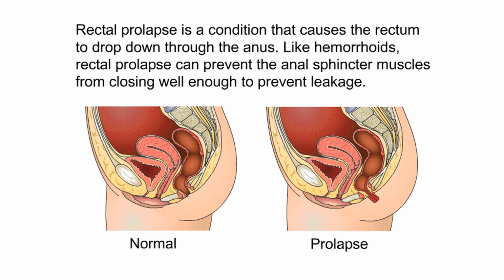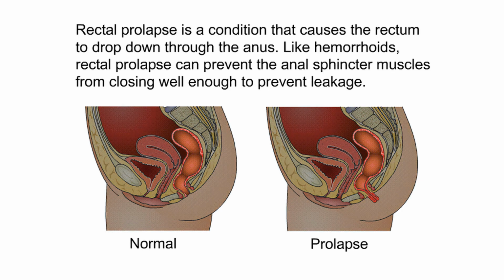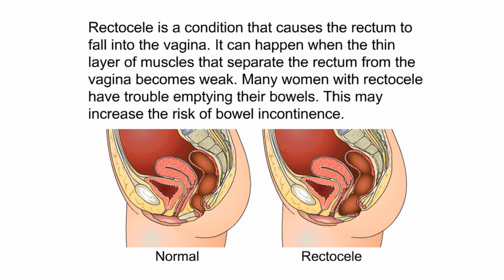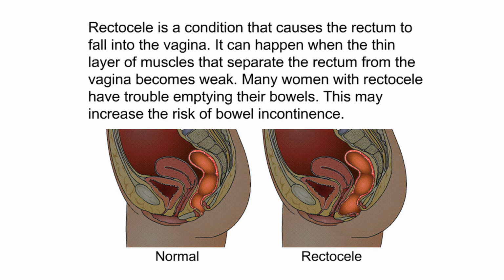Rectal prolapse is a condition that causes the rectum to drop down through the anus. Like hemorrhoids, rectal prolapse can prevent the anal sphincter muscles from closing well enough to prevent leakage. Rectocele is a condition that causes the rectum to fall into the vagina. It can happen when the thin layer of muscles that separate the rectum from the vagina becomes weak. Many women with rectocele have trouble emptying their bowels. This may increase the risk of bowel incontinence.